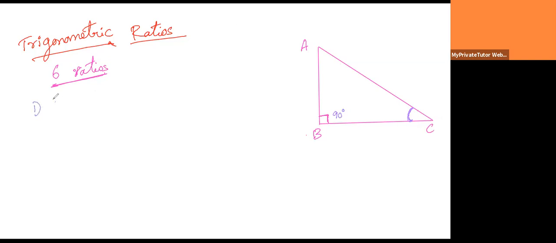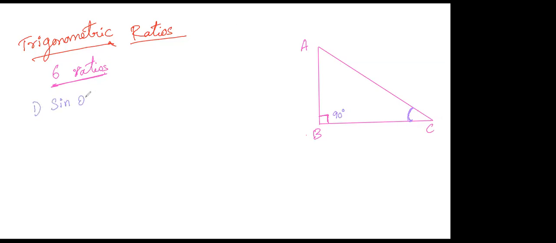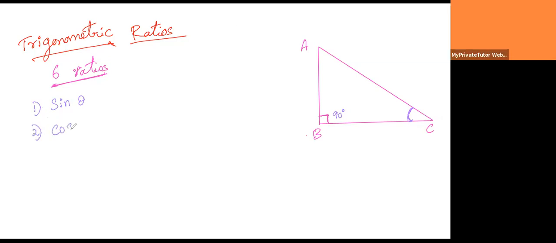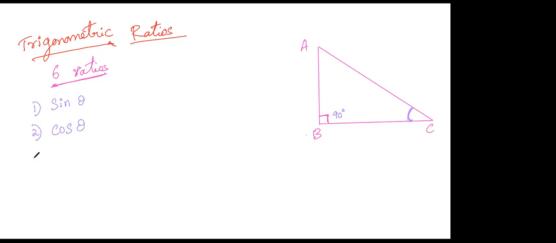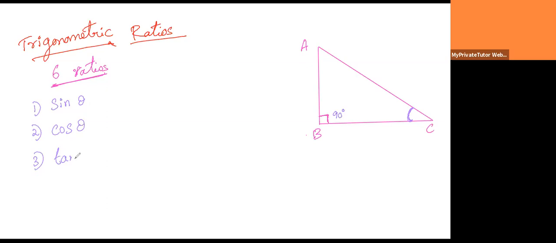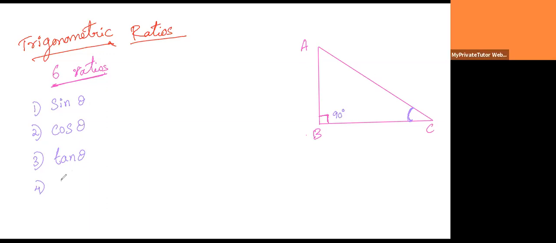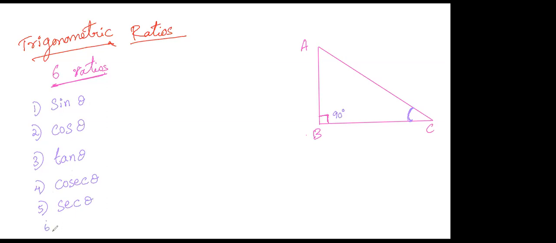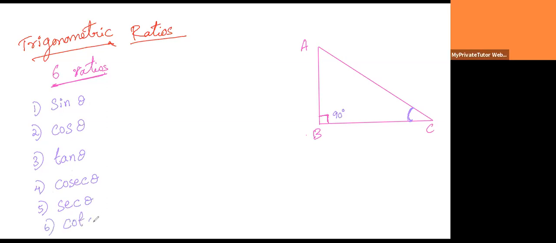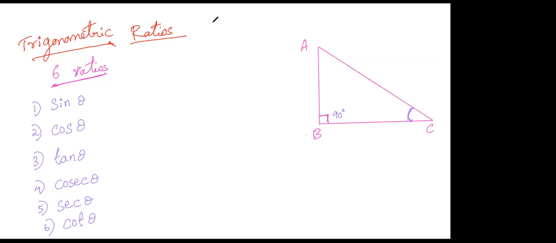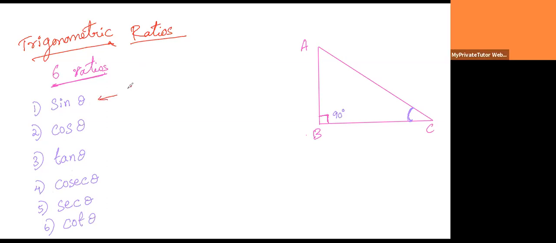The first one is sine theta. Then cos theta. Then you have tan theta. The next three are cosecant theta, the second last one is secant theta, and the last one is cot theta. If you want me to write the full names, I will do that.